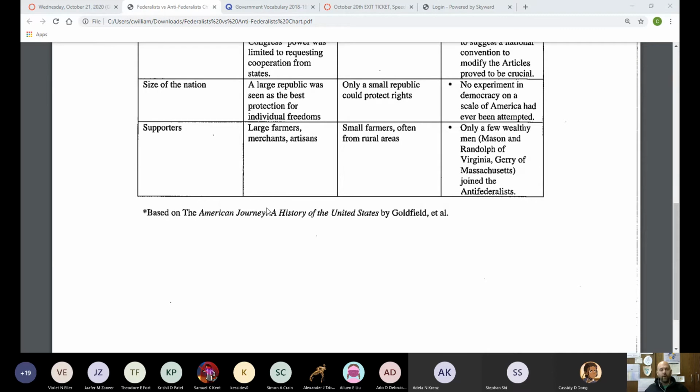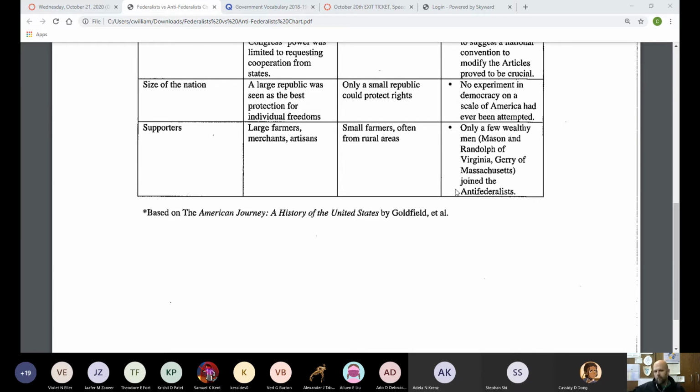Small farmers, rural areas, the often overlooked and undervalued members of society, the middle class, those who do not have the same voice and authority because of their socioeconomic status, are going to be those that tend to support the Anti-Federalists. Okay, and as it mentions, there were only a few exceptions where we had Anti-Federalists that were actually considered to be the elitists. Okay. Are there any questions on what we're seeing with this chart?